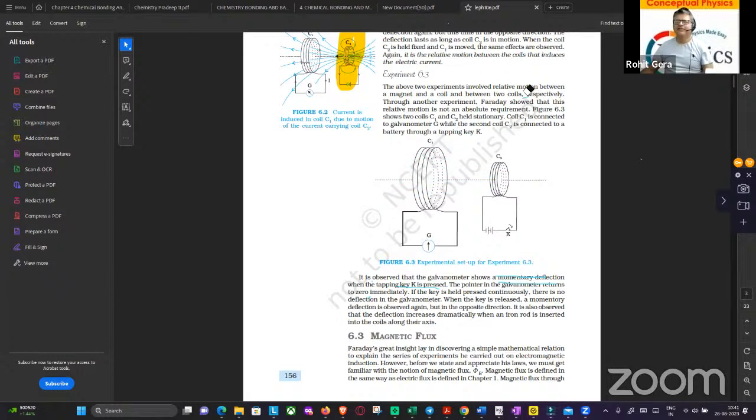Very interestingly, the only good part which I noticed was that in the first experiment, if you reverse the direction, instead of using a north side of the bar magnet towards the coil, you use a south side of the bar magnet and you repeat the experiment, you still see the deflection, but the deflections are in the opposite direction. That's all. That is the only difference that happens.